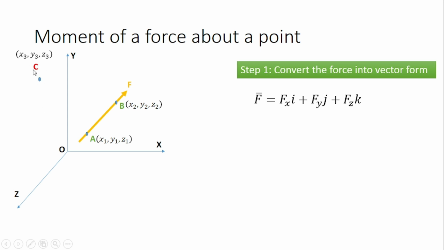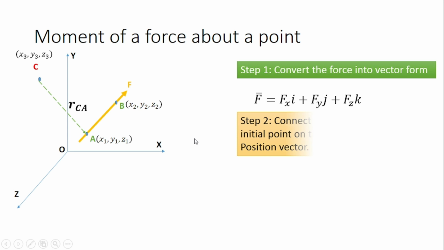After knowing the center, we'll connect this center with point A. So connect the center with point A. So this is your position vector whose initial point is C and end point is the initial point of the force. So that is RCA. We'll always connect this C with initial point. You can also connect this C with the final point. To make it simple, we'll remember only one thing: connect the moment center with the initial point of the force. So this is RCA.